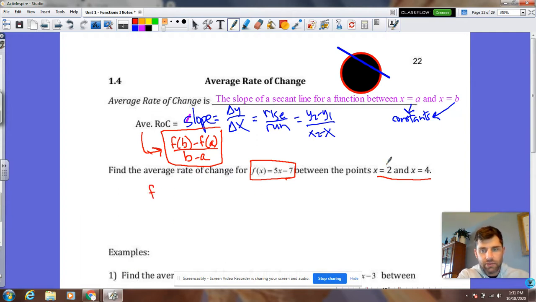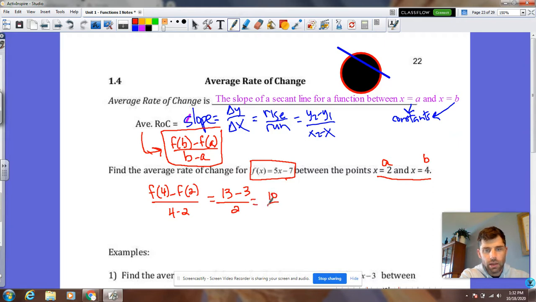So f of b minus f of a, I guess to make it easier, we'll just call that a and that b. So really all it is, f of 4 minus f of 2 over 4 minus 2. So we can do a little substitution there. F of 4, 5 times 4 is 20, 20 minus 7 is 13. F of 2 is 3, divided by 2. And it checks out. So there's a little bit of mental math there. And that makes sense. The average rate of change between those 2 points should be 5 because it's a linear function.